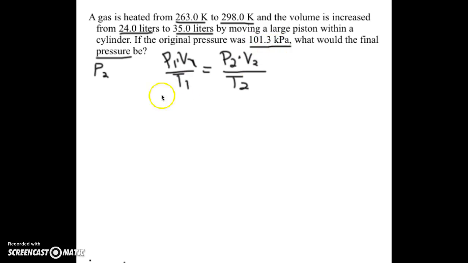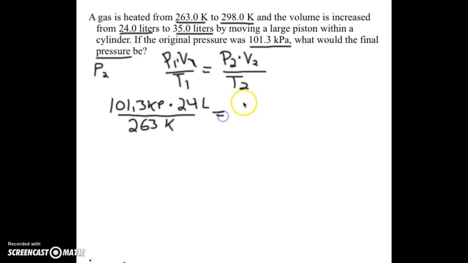So P1, we said our initial pressure is right there, so it's 101.3 kPa. V1, our starting volume, is 24 liters. And then T1, our starting temperature, 263 Kelvin. All right, now for the final conditions, P2, that's what we're trying to solve for, so we just leave it as P2. V2, it changed to 35 liters. And then T2, we have 298 Kelvin. All right, so that's the equation with all the numbers plugged in.